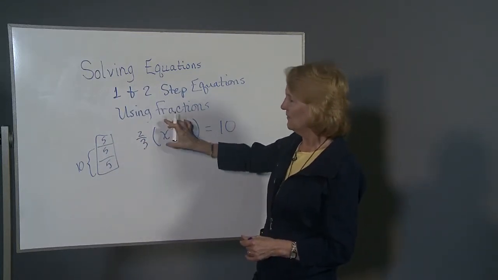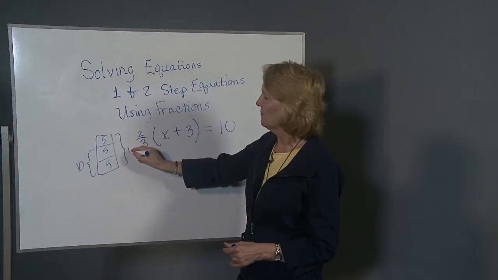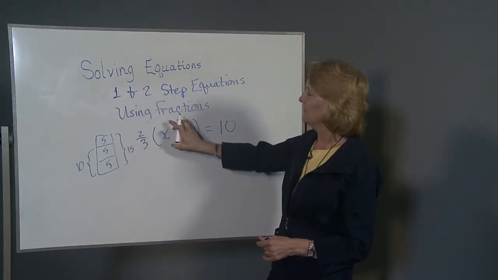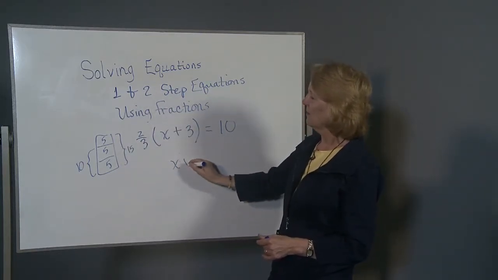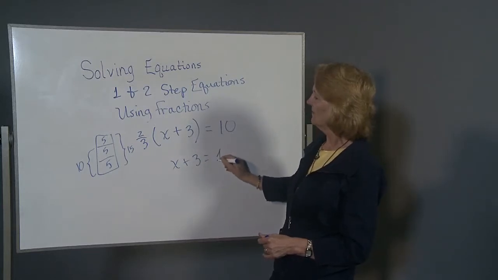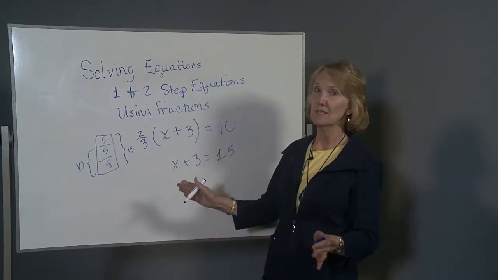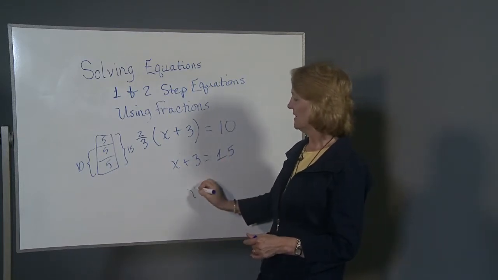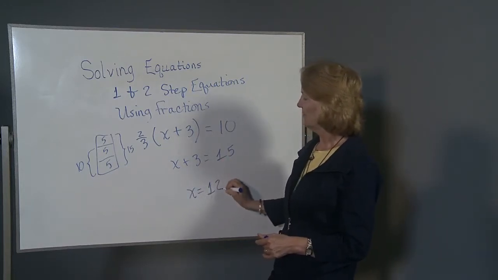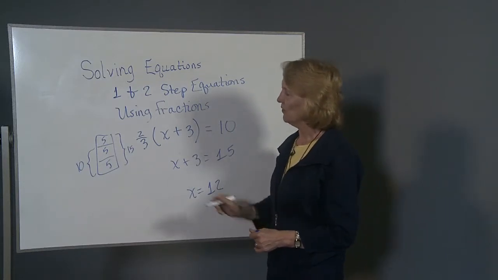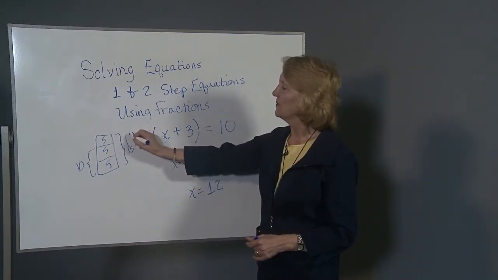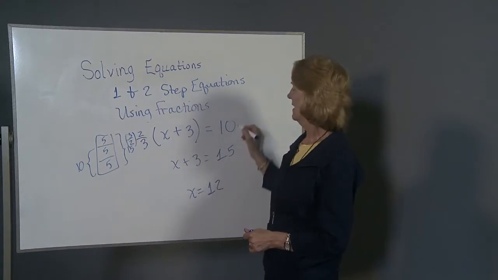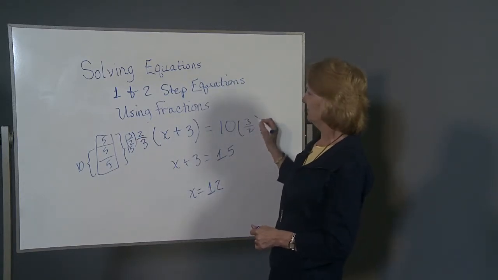2/3 of 15 is how you'd make 10. So this inside of here must have been 15. And it's a one-step equation. What plus 3 makes 15? Must have been 12. Showing our work, we would do multiplying by the reciprocal and multiplying by the reciprocal.